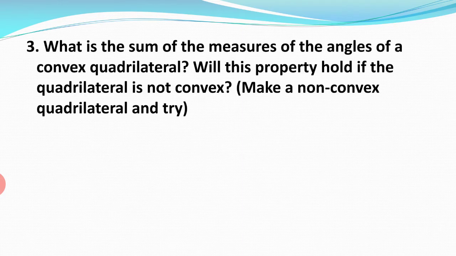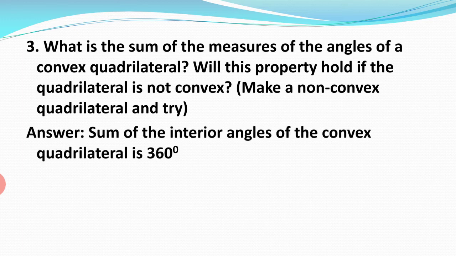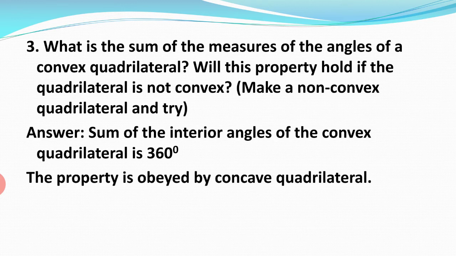Now coming to question 3, what is the sum of the measures of the angles of a convex quadrilateral? Will this property hold if the quadrilateral is not convex? So we know the sum of the interior angles of a convex quadrilateral is 360 and the property is obeyed by a concave quadrilateral.